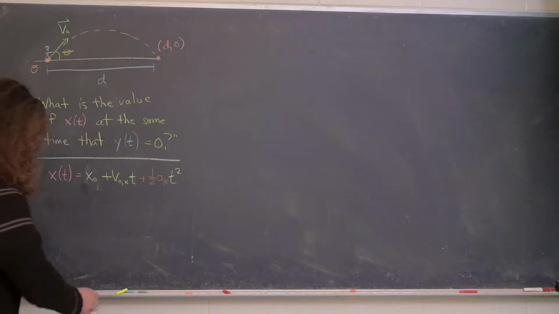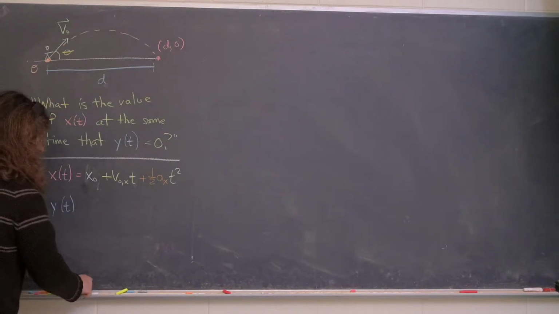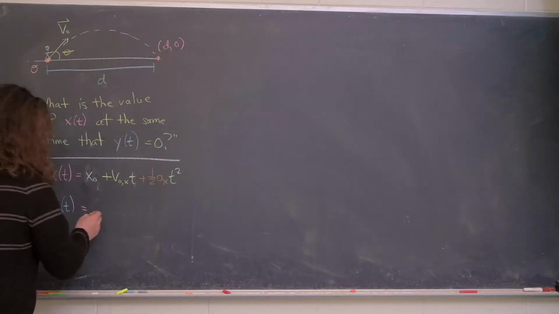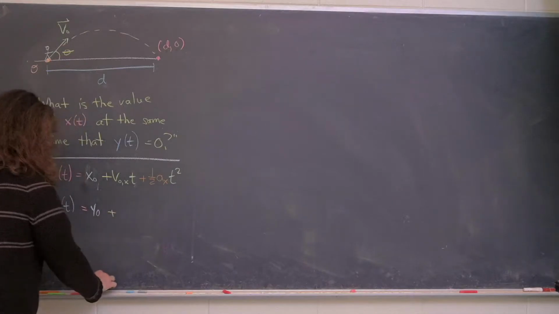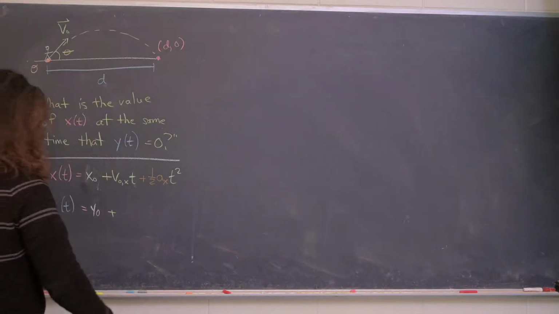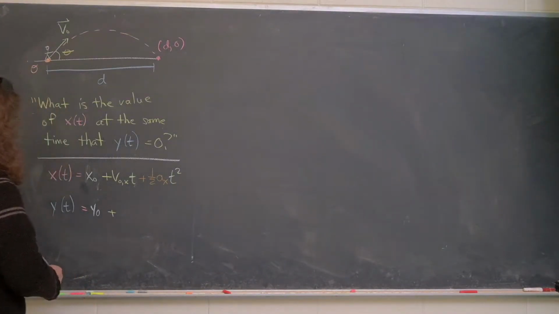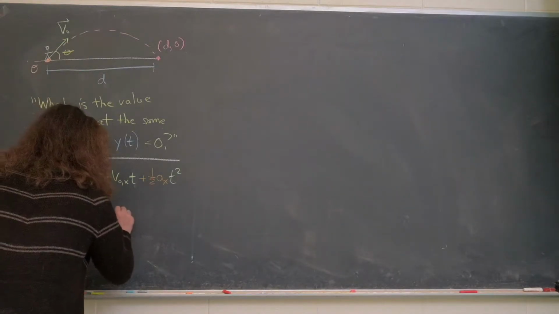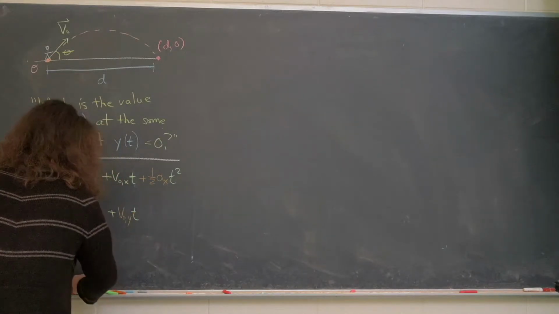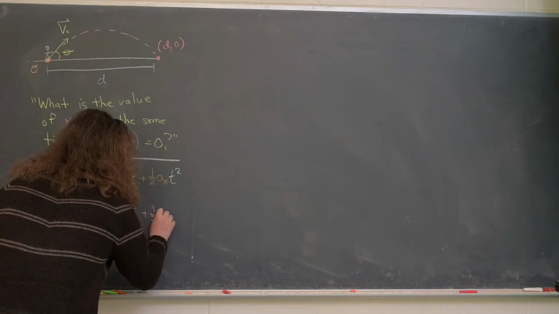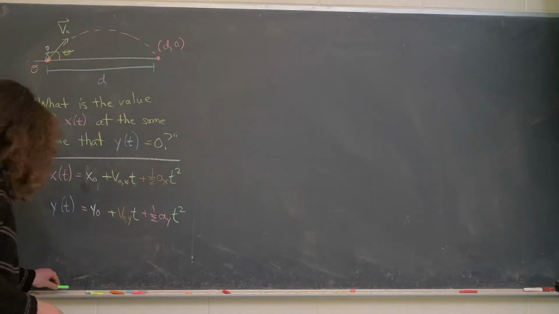Similarly for y, I have the same thing. I know y of t is going to be y naught plus, I'm just thinking about what color chalk I want to use for this. We'll use the orange chalk here, plus v naught y times t, plus 1/2 a_y t squared. I can't wait to get more colors of chalk.